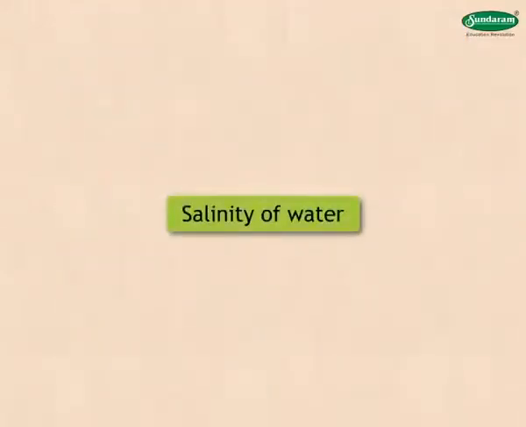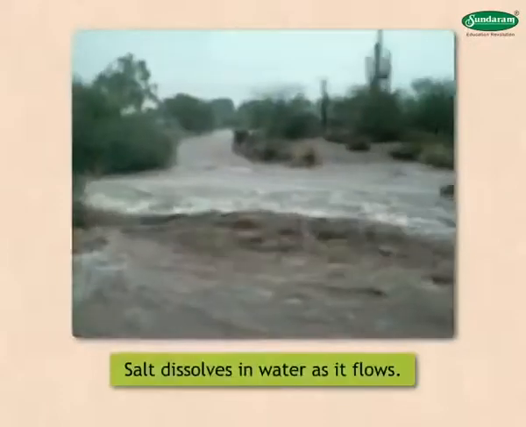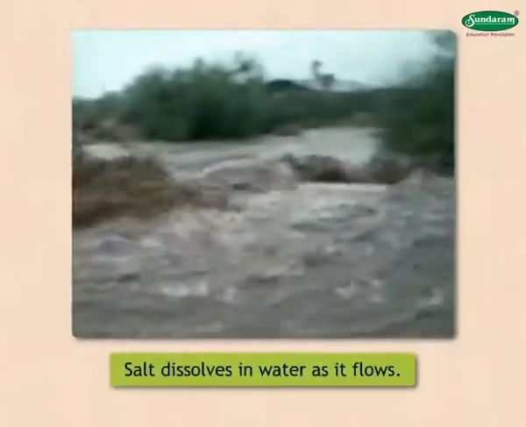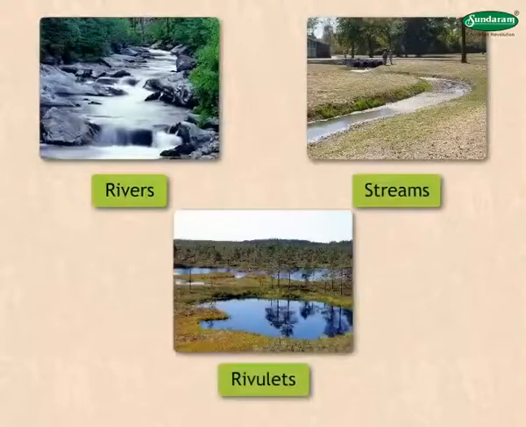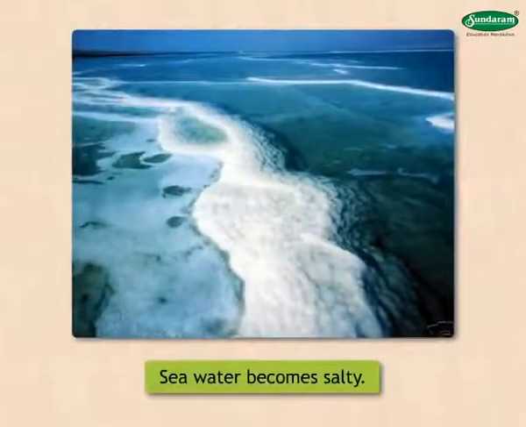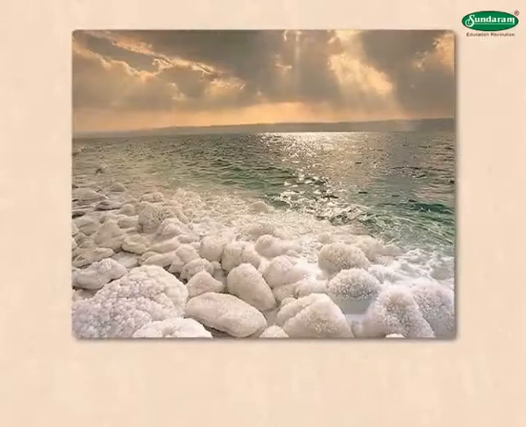Let us now learn about salinity of water. As water flows, salts from the soil dissolve in it. Rivers, streams, rivulets all flow into the sea. Hence, the water of the sea becomes salty. Thus, the quantity of salts in the sea goes on increasing.